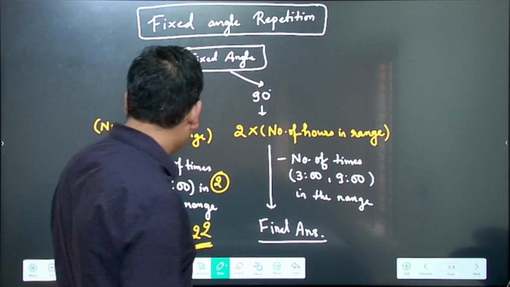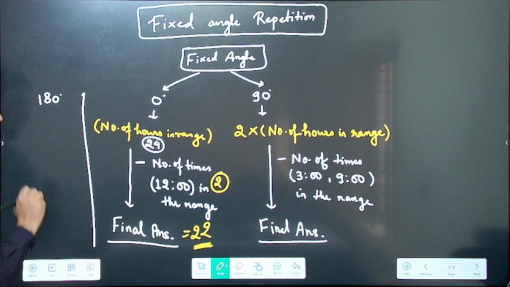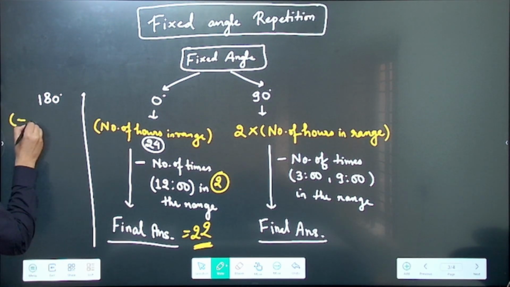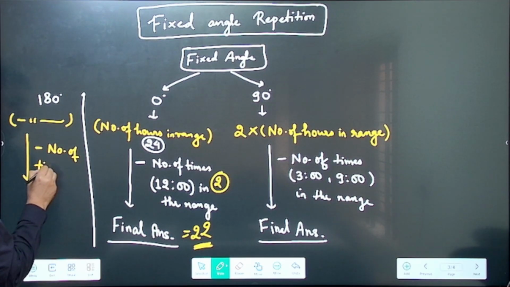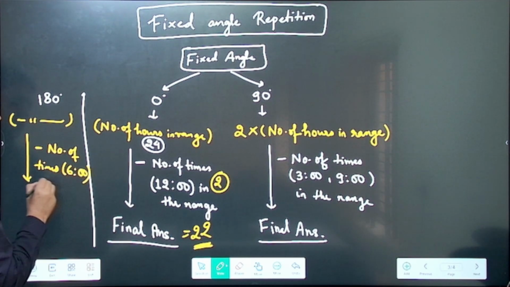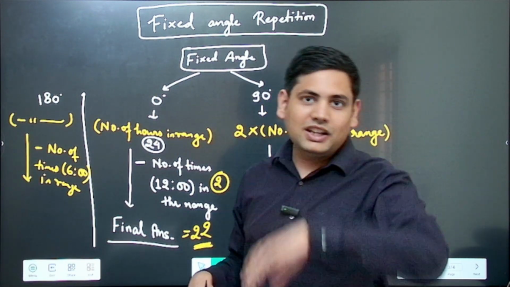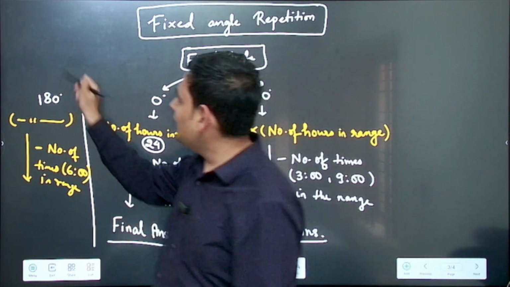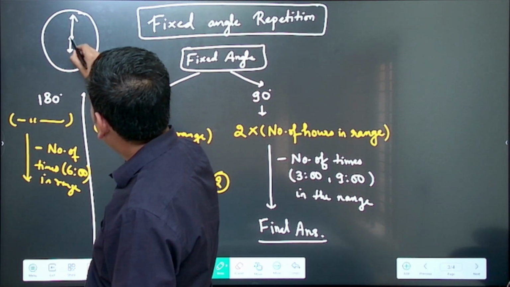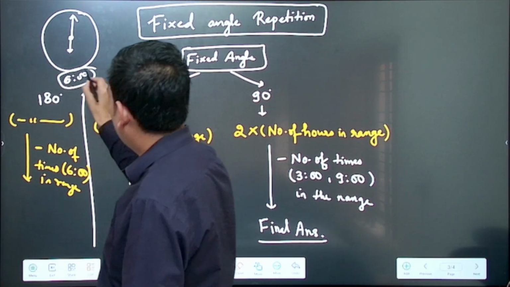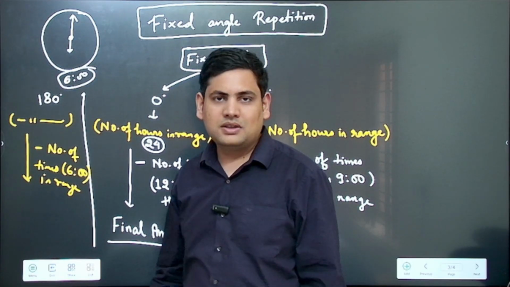Now, this is for 0 degree. Very similar to this is for 180 degree. Just this is the same number of hours in range. Now, what you have to subtract here is the number of times you have 6 in range. Why do you have to subtract 6? Because 180 degree, if you remember, one time where you exactly see this 180 degree between minute hand and hour hand is actually at 6. Correct? At 6 you see this 180 degree. So you just have to subtract this 6 from the range.